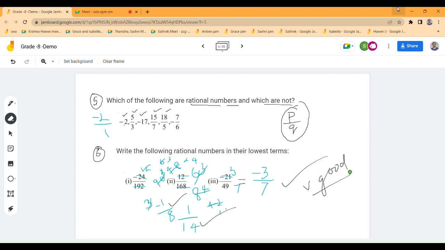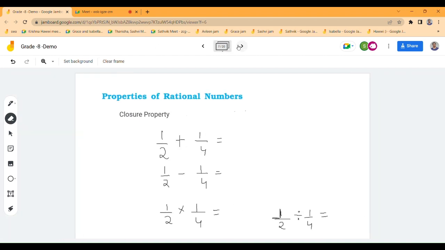Okay, fine. Then for rational numbers, we have some properties. If you go to the next screen, you can see it. Last year you might have learned the different properties for whole numbers, integers and all. Do you remember these properties? Yes, ma'am.